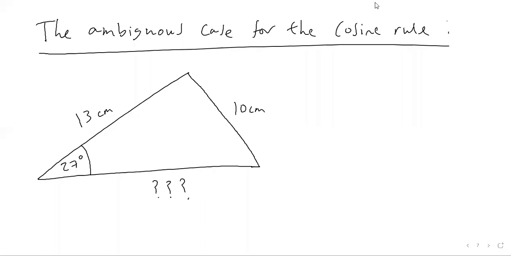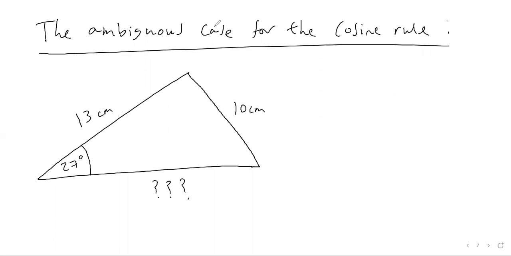Hello, so today we're going to look at the ambiguous case for the cosine rule. Like the sine rule, there is actually an ambiguous case to the cosine rule. There's a case in which we could get two different triangles, or two different values for the length of the triangle. So let's look at this example here.